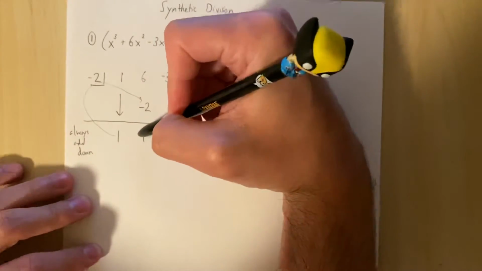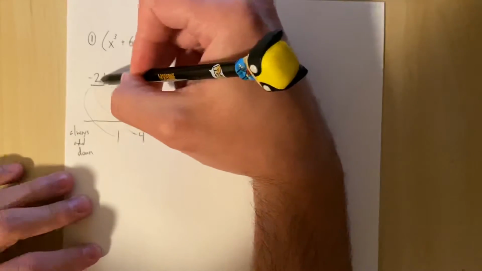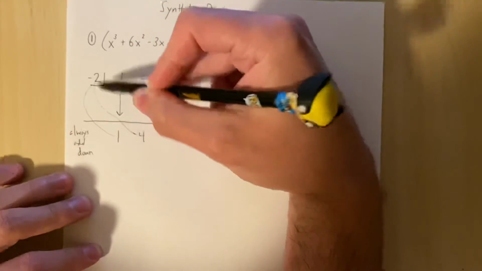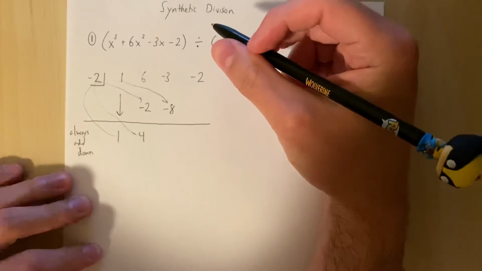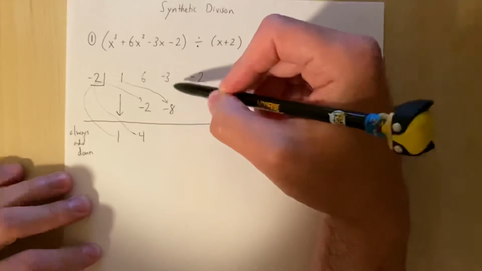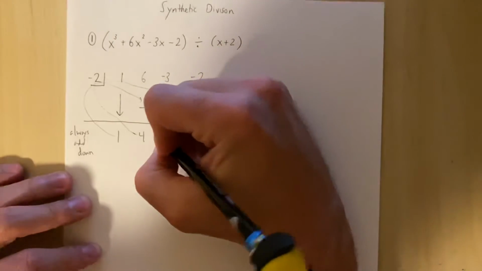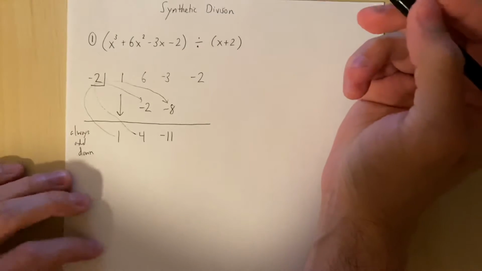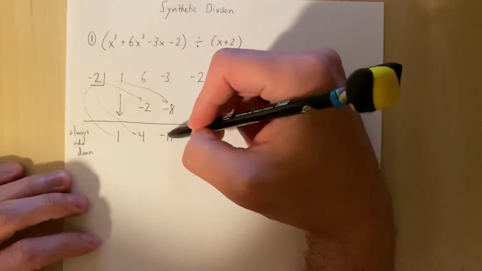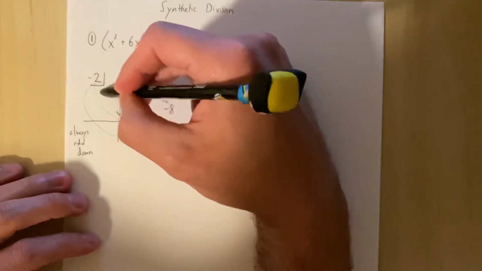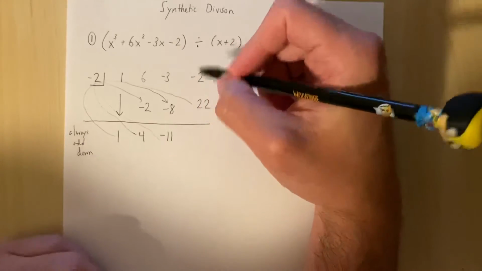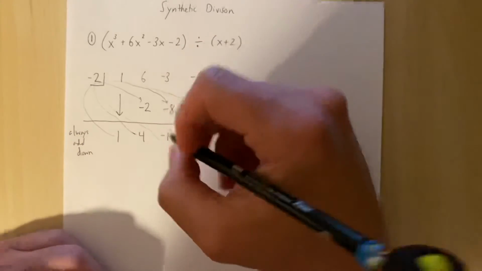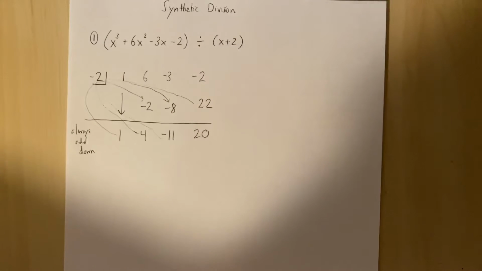So now watch what we do. We do 4 times -2. So I do a little rotation, a little 4 times -2. 4 times -2 is -8. Right? Okay? Same idea. Add down. -3 plus -8 is -11. Okay? Last time, same step. -11 times -2 is +22. And when we add those down, -2 plus 22 is 20. Okay? And so we're almost done from there on.